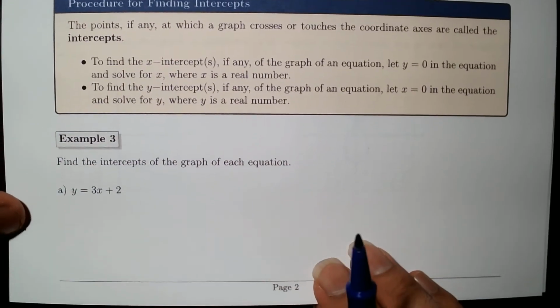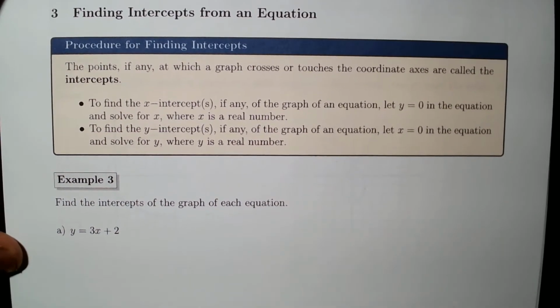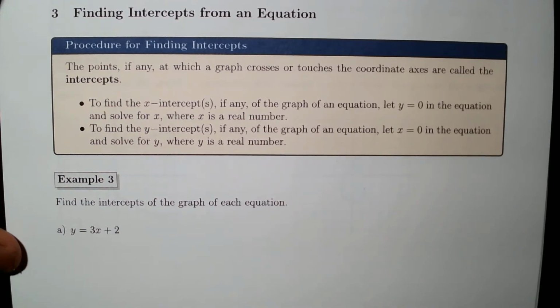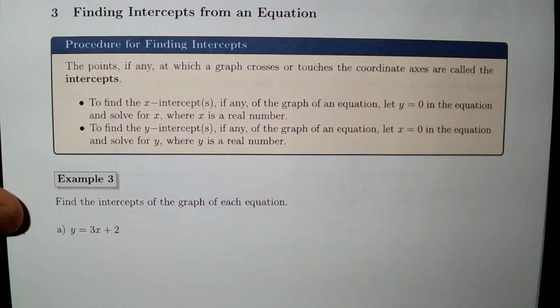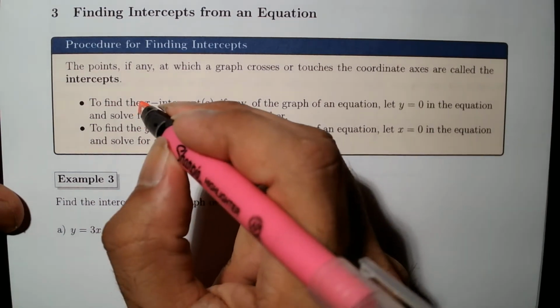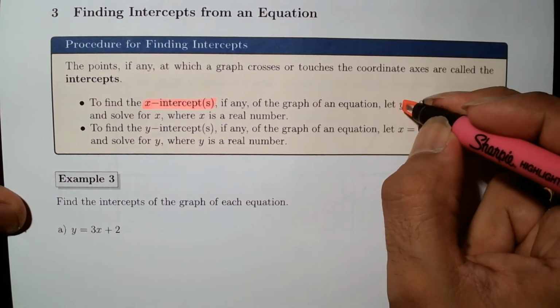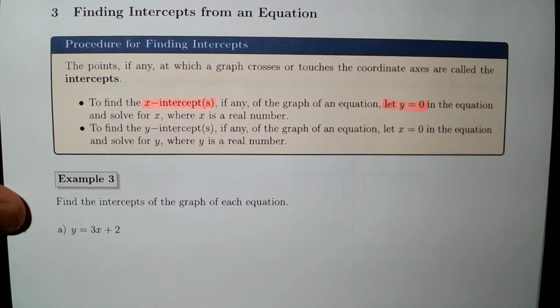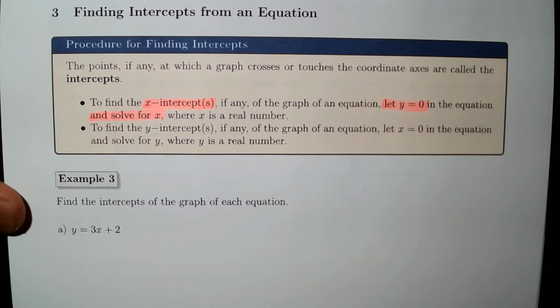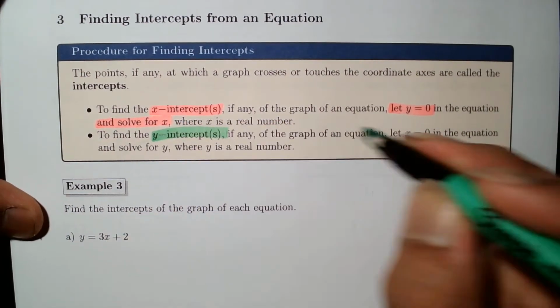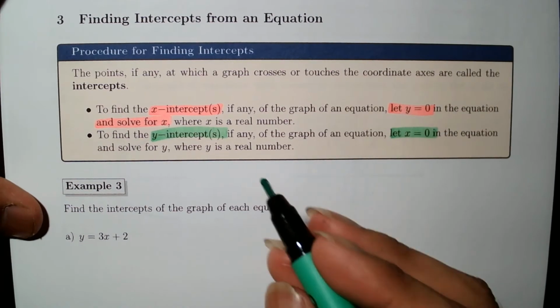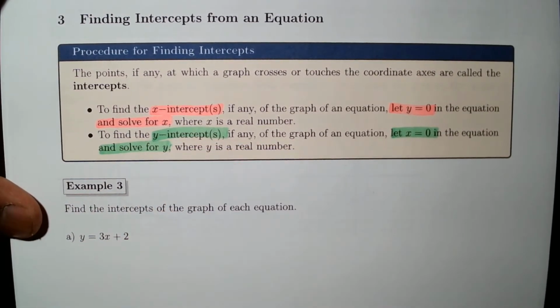Now, what if we don't have the graph of a function and we want to find the intercepts from an equation? We have a general procedure to find the x-intercepts and the y-intercepts given an equation. If you want to find the x-intercepts, set y equal to 0 and solve for x. Otherwise, in order to find the y-intercepts, set x equal to 0 and solve for y.